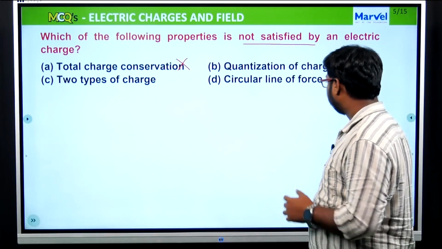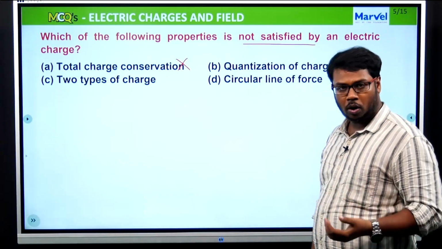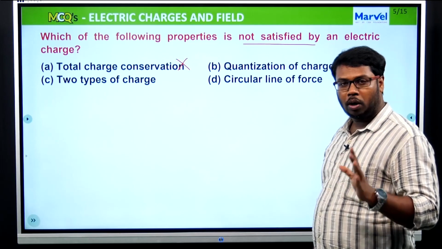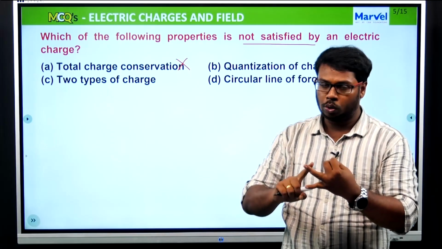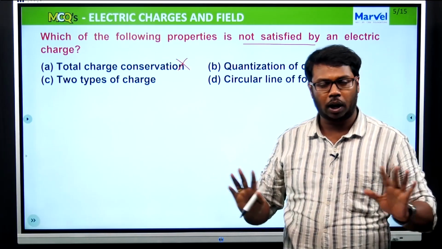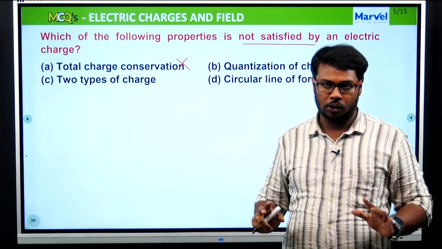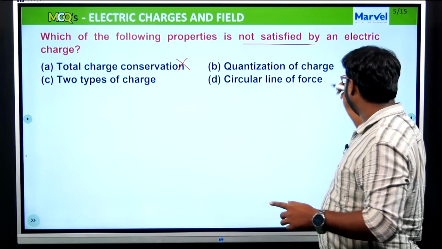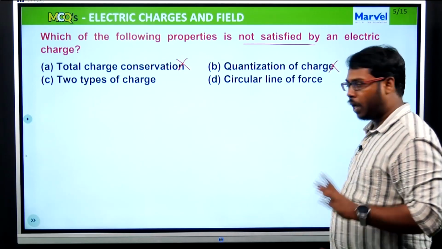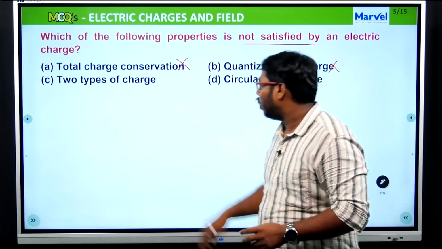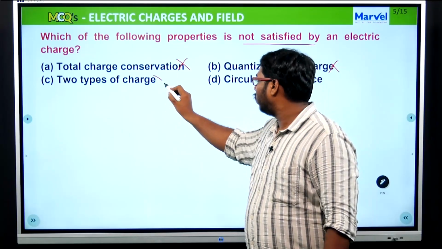Now, quantization of charge. Yes, of course, just a moment ago I said that the charges could only be quantized, which means there could be 1 charge, 2 charge, 3, 4, 5. There cannot be 1.5 charge, or 2.5 charge. So quantization of the charge is a correct statement, and that will not be our answer. Now, third one, there are two types of charges. Of course, yes, one is positive and the other one is negative.